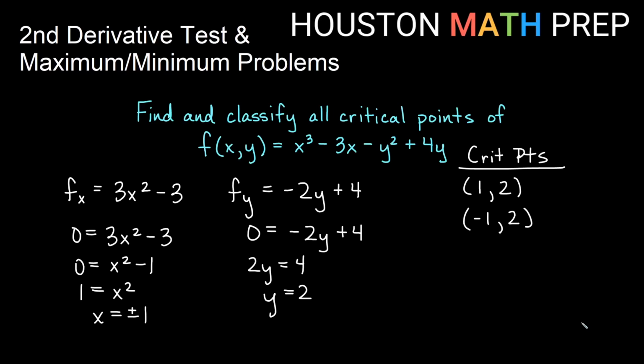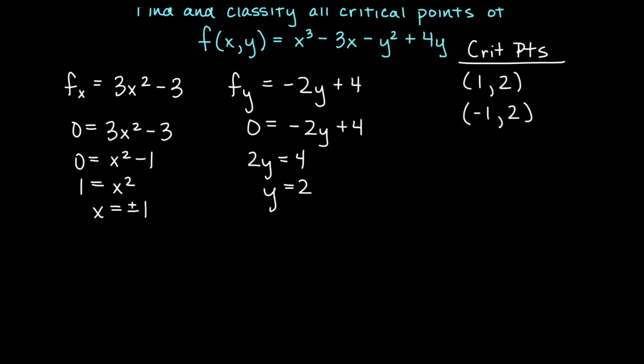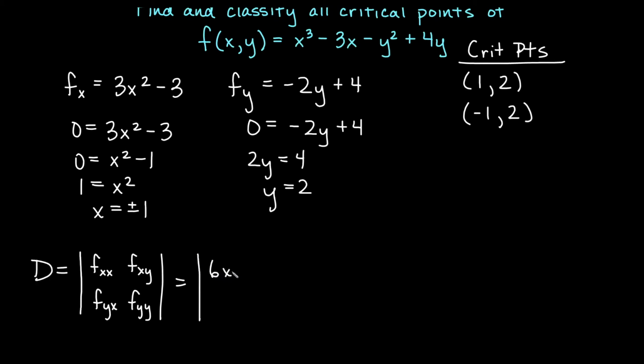Now we want to classify these using our second derivative test. Remember, our second derivative test will be the determinant of the matrix: second derivative with respect to x, our mixed partials, and we have fyy down in the corner. Well, my fxx would be the derivative of the fx that I already have with respect to x. So taking the derivative of this with respect to x is going to give us 6x there. fxy, if I take fx and take the derivative with respect to y, I get 0.